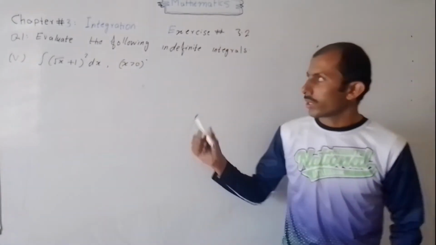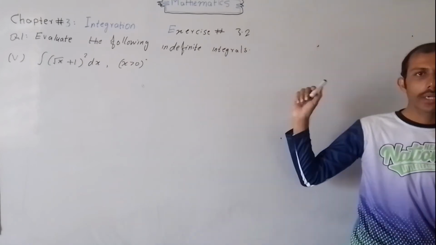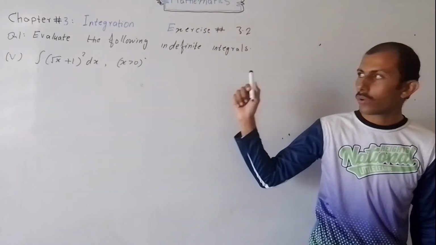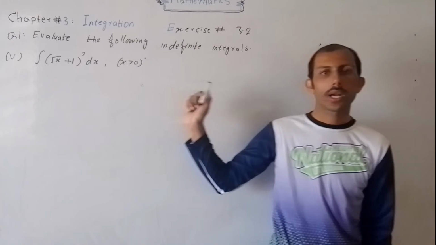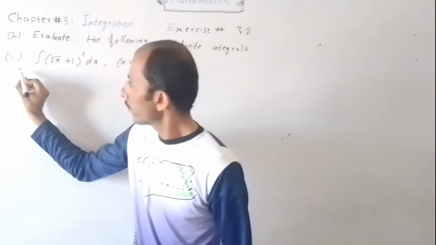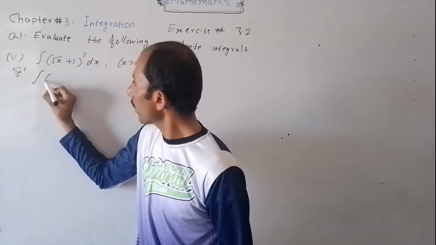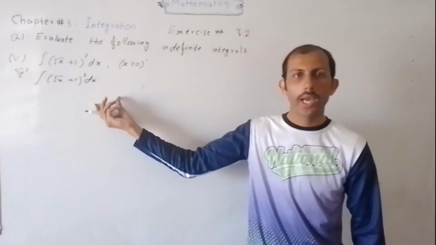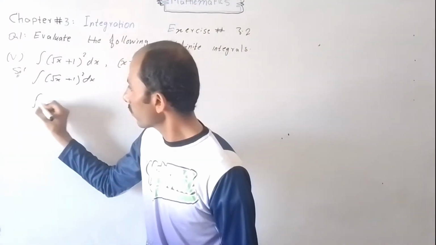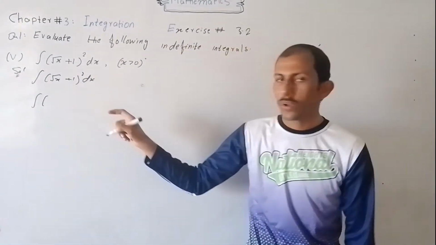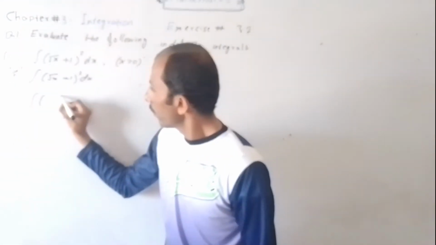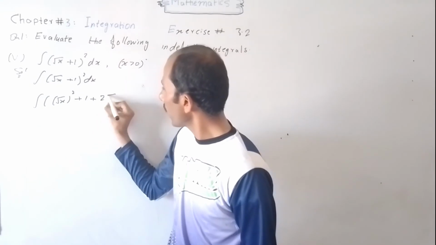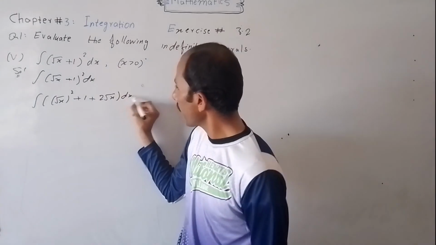Let's start. Question 1, evaluate the following indefinite integral, part 5: the integral of (square root of x plus 1) whole squared dx, where x is greater than 0. So first, the integral of (square root of x plus 1) whole squared dx is equal to the integral of (square root of x squared plus 1 squared plus 2 square root of x) dx.